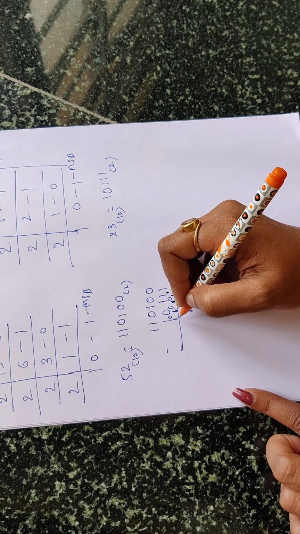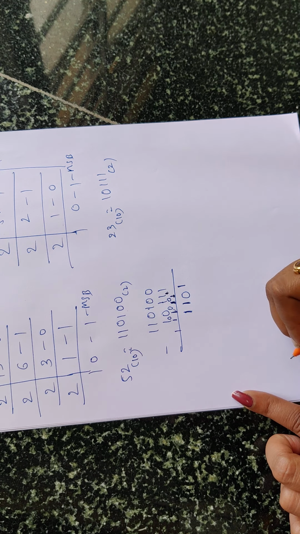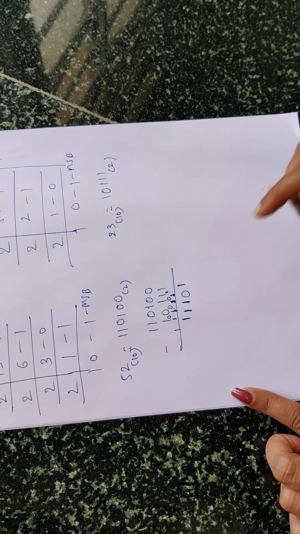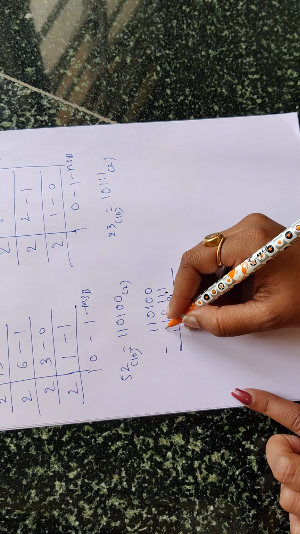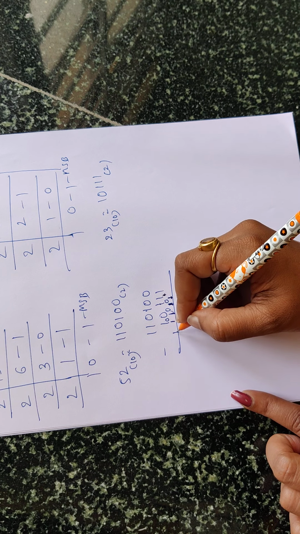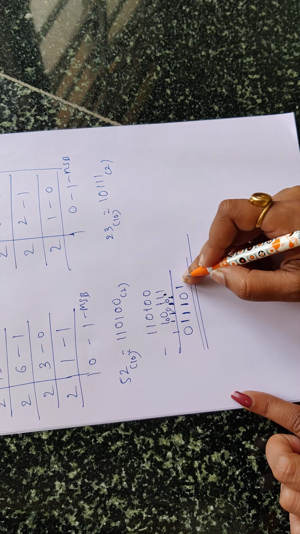Now 0 minus 1. It is not possible to subtract 1 from 0. So you have to take borrow from here. And 0 minus 1, your difference is 1. Now 1 minus, nothing is there, so consider it as 0. 1 minus 0 is 1. Again here 1 is there, so 1 minus 1 is 0. So your final answer is 1101.